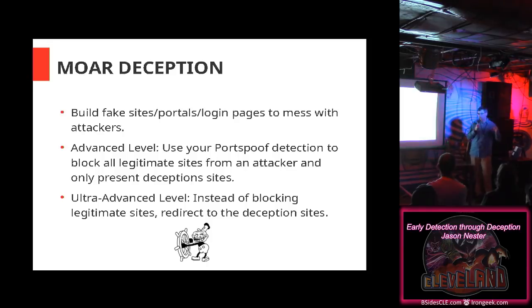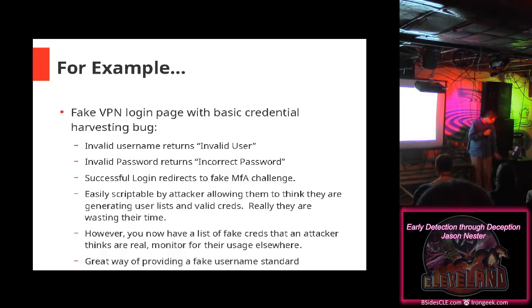Ultra advanced level, and make really good friends with your network guys if you're going to try this. Instead of blocking the legitimate sites, try to redirect them to the deception sites. So if you have all your end users going through gateway.bsides.com, and that's your login page to all of your internet accessible resources, have a deceptive gateway, gw.bsides.com. And if you detect that there's someone clearly playing on your perimeter, if they go to gateway, redirect them to GW. I'll admit, I never got this working. I didn't buy my network folks enough beer, but I think it's doable. The docs I read seem to think it's doable.